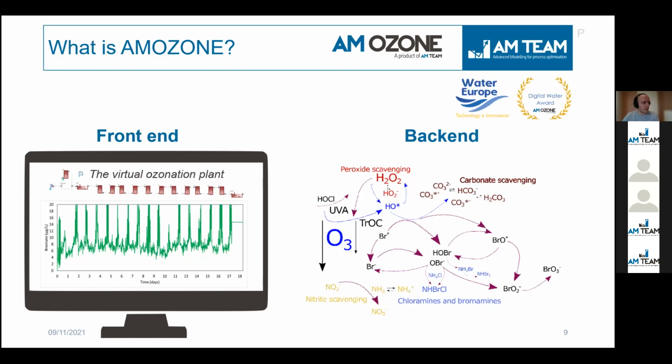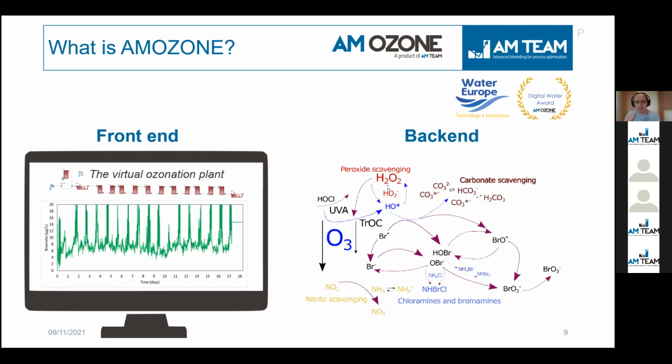How does it work? What does it look like? What you can see here on the left side of the screen is the virtual ozonation plant. So this is an ozonation reactor. And what comes out of the model are the results of bromate formation and micropollutant removal in real time. So this is 20 days, and you see dynamic simulation of bromate formation. And we can also do this for all micropollutants that are available in the model.